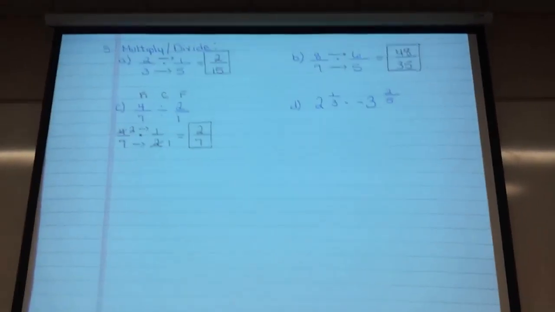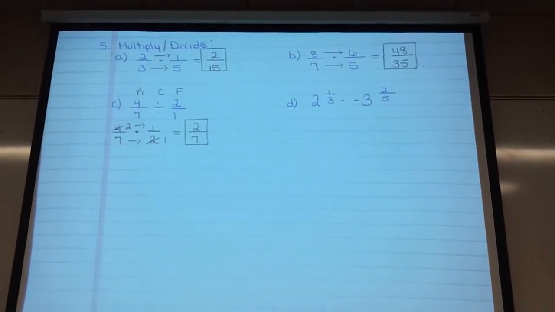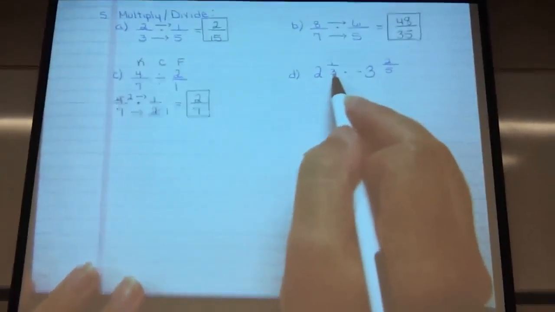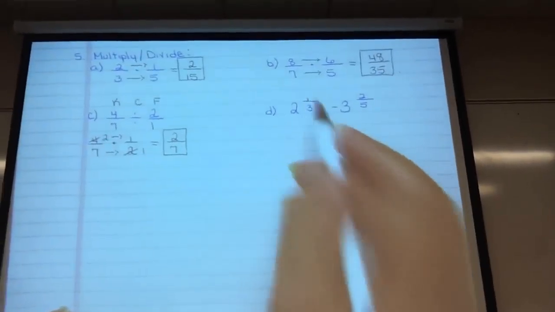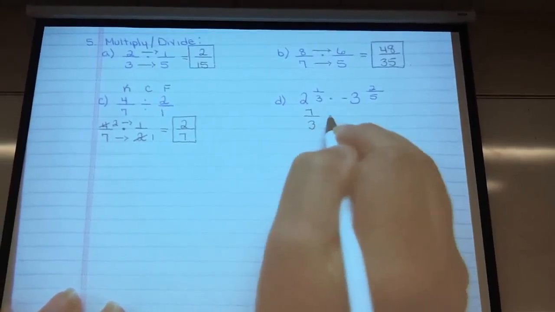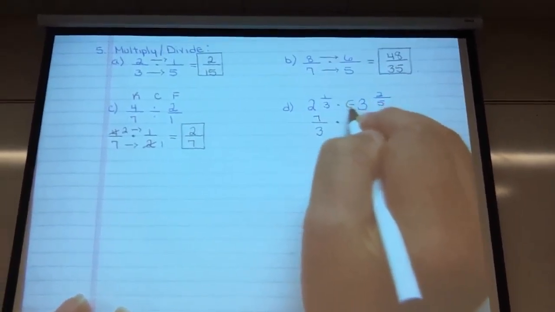What do you have to do first? Make them improper. You've got to do that first. So 2 times 3 is 6, plus 1, 7. Keep it over 3. Times. Do not let this thing scare you.